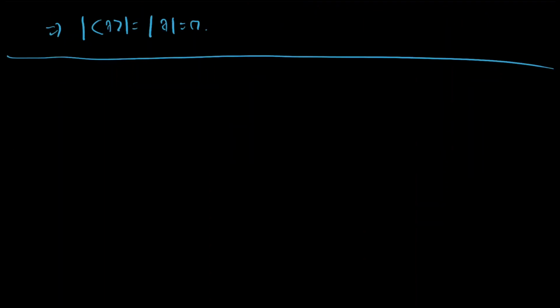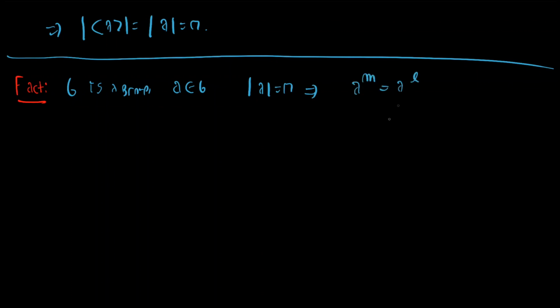Now, another pretty important fact that must surely be proved is the following. So again, let's suppose that G is a group, and let's suppose again that A is an element of G with order n. Well, then we will have that A to the m is equal to A to the L, where m and L are integers, if and only if n, which is the order of A, divides m minus L.